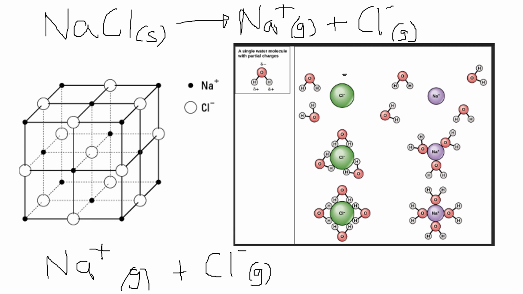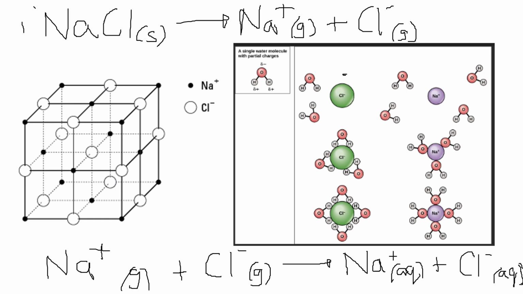So you take your gas phase ions and you hydrate them. So you'd still have Na+, but it would be aqueous. And then you've got your chloride ion, which would be aqueous. So these are the two steps involved in dissolving sodium chloride.